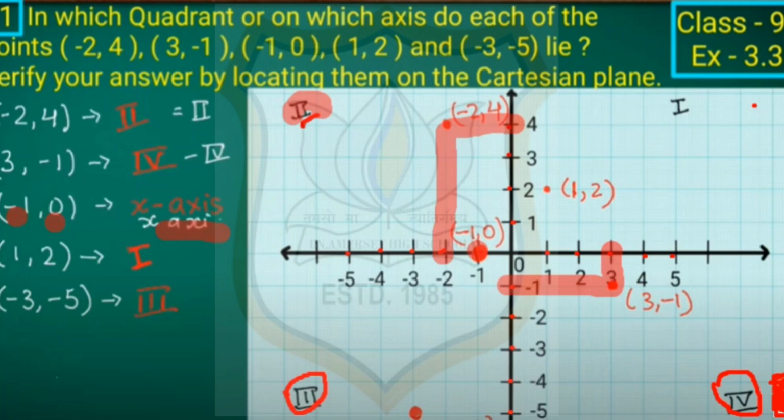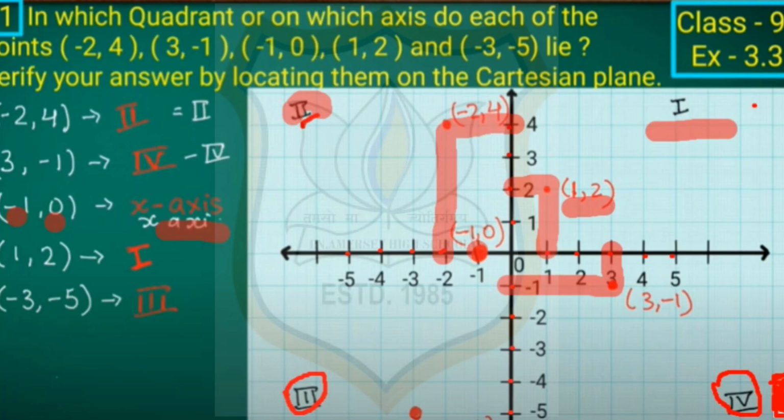Next, 1 comma 2. First we plot 1 on the x-axis and 2 on the y-axis. We get the point 1 comma 2. It is in the first quadrant.